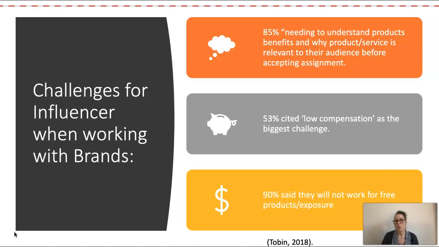So it's really, really important for brands to communicate what makes their product special, why it's really good for their audience, or why they should have confidence in recommending it to their followers.